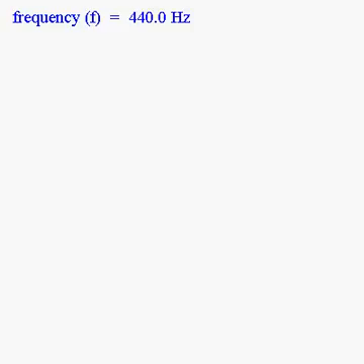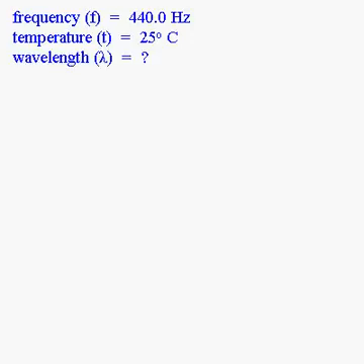In this example, we're analyzing sound waves that are produced when someone sings a standard A, which has a frequency of 440.0 Hertz. The temperature is 25 degrees Celsius, and the question is, what's the wavelength of these waves? Well, we can relate the frequency of a wave to its wavelength, but in order to do that, we need to know the speed. Now, we can calculate the speed of sound in air given the temperature, and we were given the temperature.